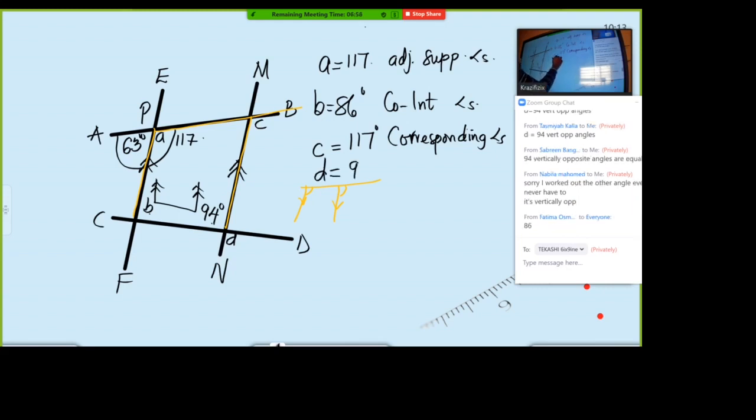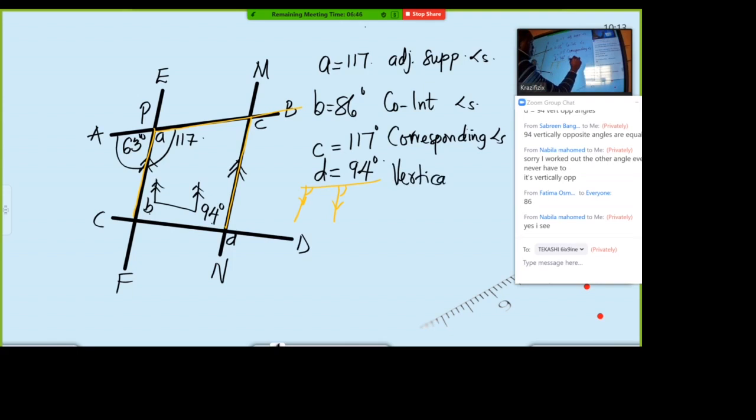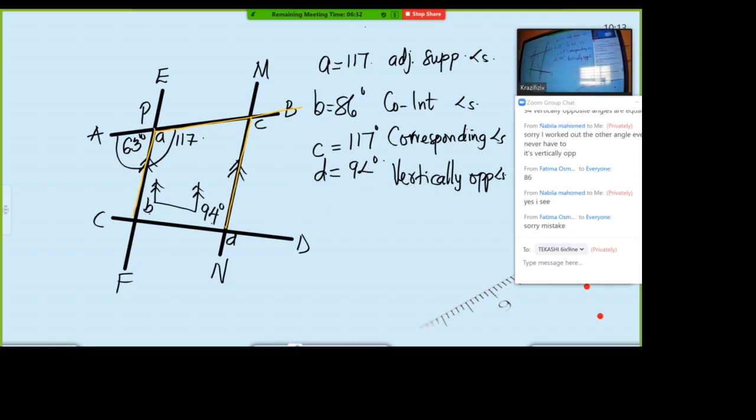D is equal to... Fatima, why 86? Fatima, talk to me. Why 86? Quickly, which angle are you referring to when you say 86? A, B, C, or D? Okay, all right. So I'm sure, guys, we're okay with what we've done so far.